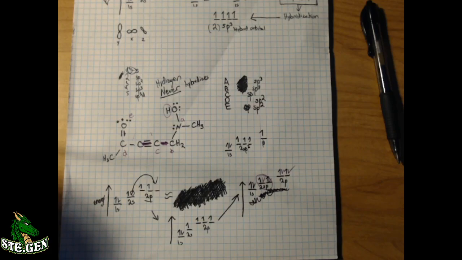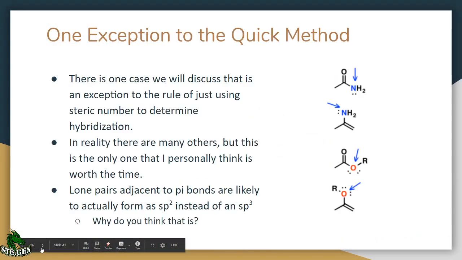Now, there is one major exception to this. Let me make sure I get back to it before I click back up to my screen. So the big exception here that you do want to know is that there is one time that we will care about in class where you can't just use steric number. In reality, there are a whole bunch of different exceptions to it, but this is the only one I personally think is worth the time. Lone pairs adjacent to pi bonds are more likely to form sp2 instead of an sp3.